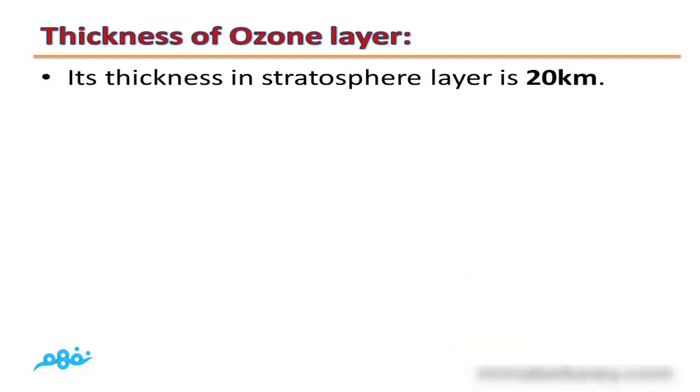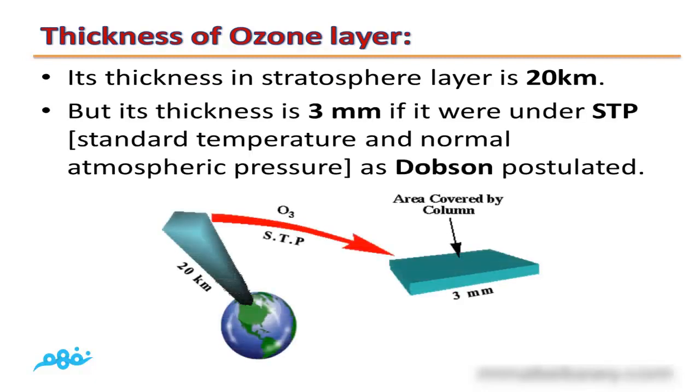What is the thickness of ozone layer? Its thickness in the stratosphere layer is 20 km because it extends from 20 to 40 km. But its thickness is only 3 mm if it were under STP. STP means standard temperature and normal atmospheric pressure.